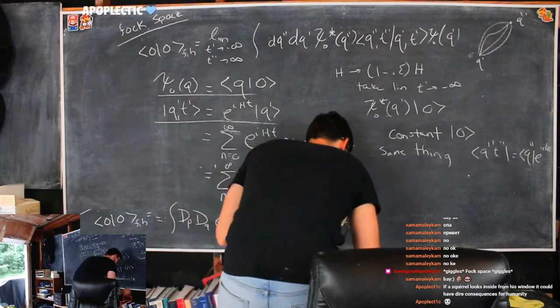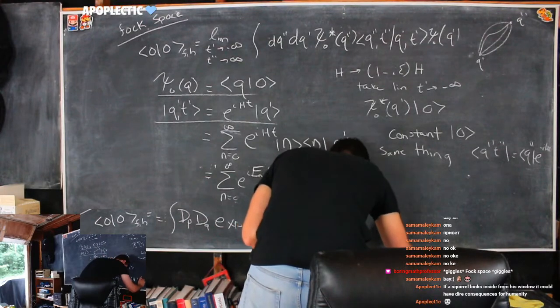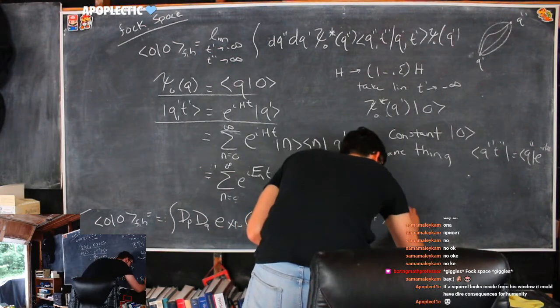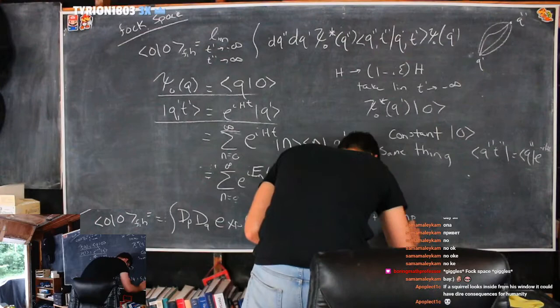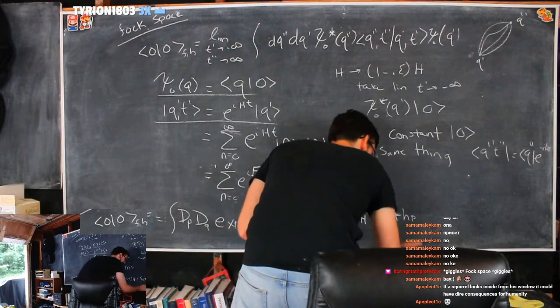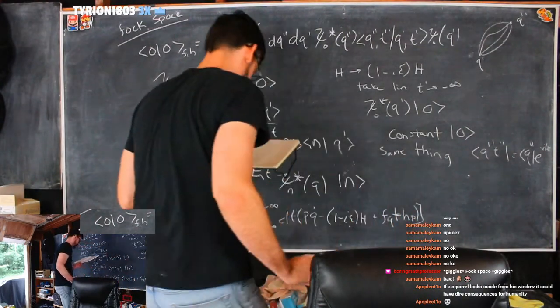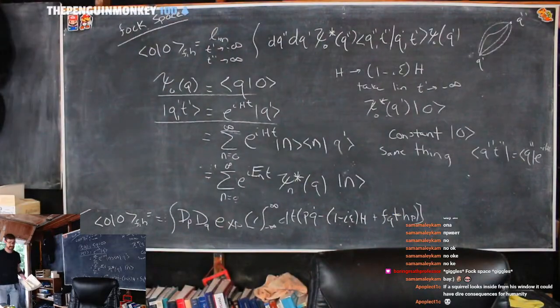Let me write down this last equation and we'll be all set. F times Q plus H times P. And that's it. And we've done it.